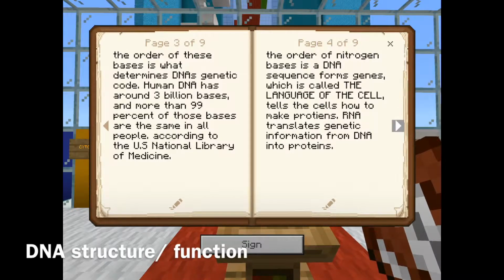Human DNA has around 3 billion bases, and more than 99% of those bases are the same in all people, according to the U.S. National Library of Medicine. The order of nitrogen bases in a DNA sequence forms genes, which is called the language of the cell. It tells the cell how to make proteins. RNA translates genetic information from DNA into proteins.